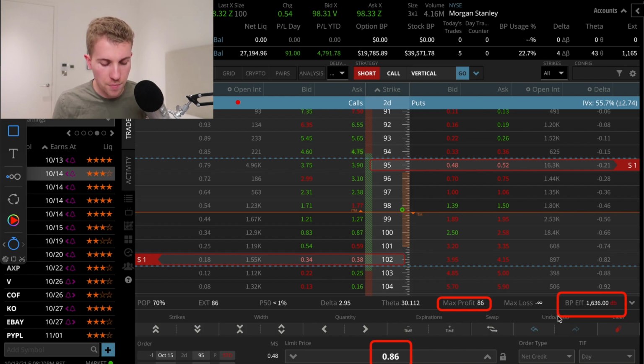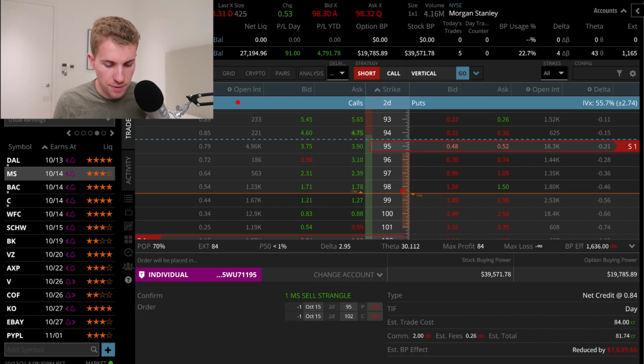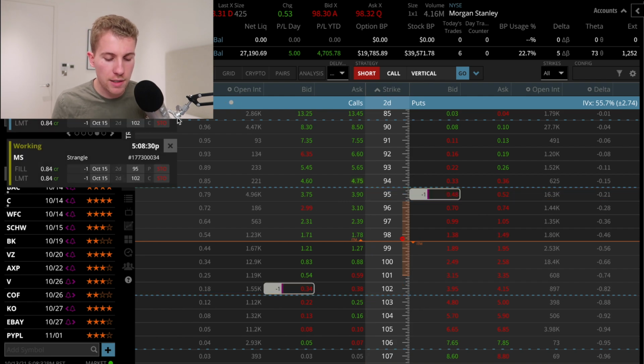and it would take $1,636 of buying power. So without waiting, let's get into it directly. I'm going to decrease my mid price just to make sure I get filled, and then let's see if it gets filled. Boom. It already gets filled, and now it's done.